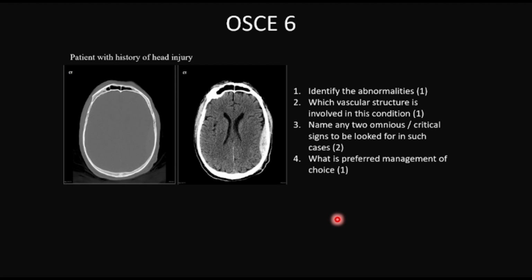Next ominous sign would be the swirl sign. Never forget. So swirl sign is nothing but a rebleed within the extradural hematoma. So there will be hypo and hyper areas within the EDH cavity. So that is an ominous sign. It has to be managed surgically.